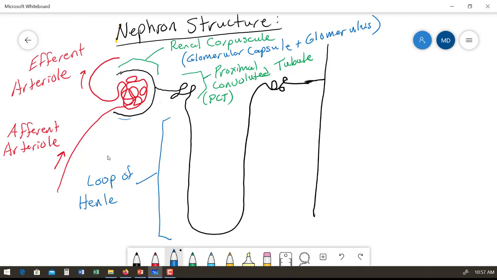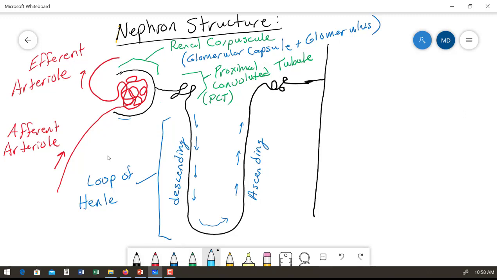And there are two parts to the loop of Henle. There's the descending side, which is going to be here, and then the ascending side, which is over here. Descending just means going down, ascending means going up. So in this case, as the pre-urine flows through the tubules here, it would travel in this direction, and then that pre-urine is going to come around here and then travel back up this other side. Okay, so those arrows are just showing the direction of travel of the pre-urine through the tubules here.